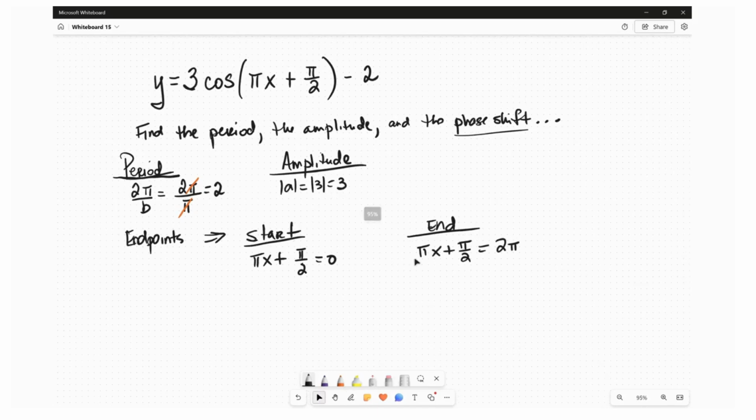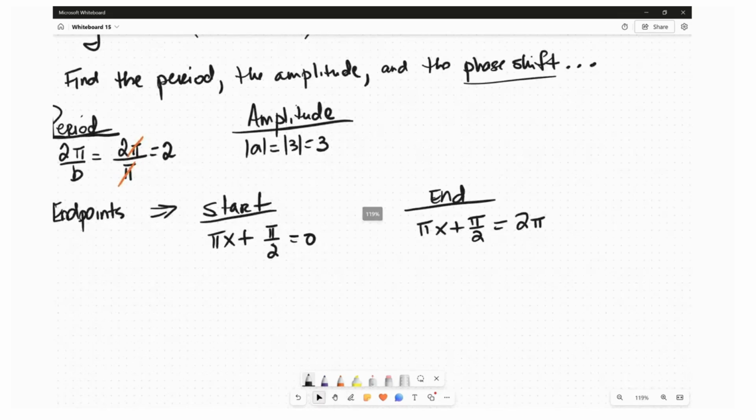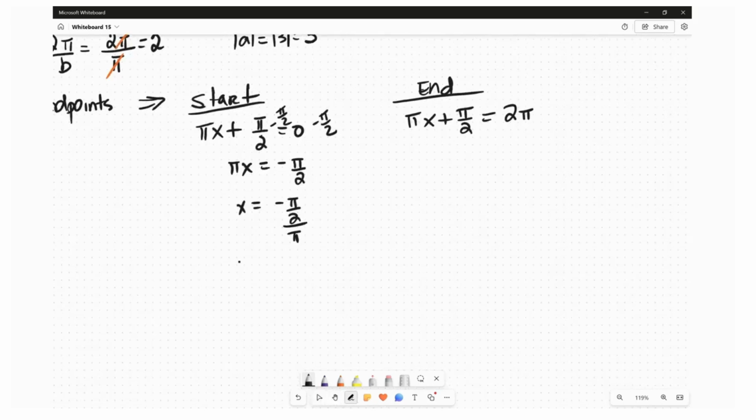All right, so that means we need to subtract pi over 2. Pi x equals negative pi over 2. And then we need to divide pi over 2 by pi. So what do you get for the phase shift? x equals what?